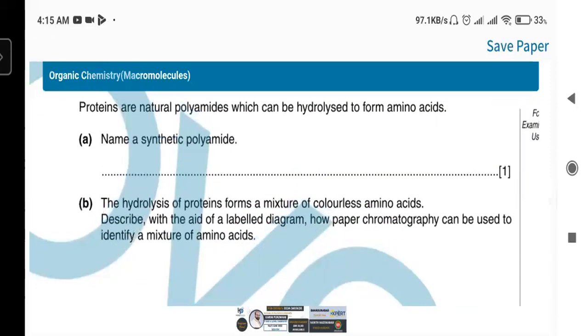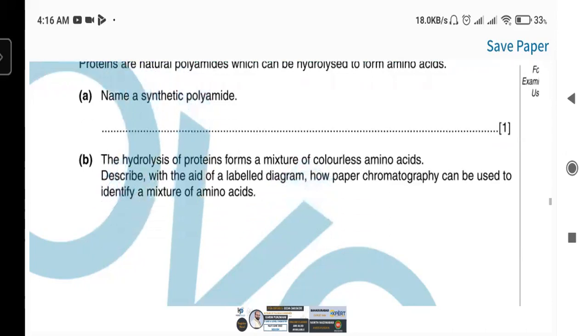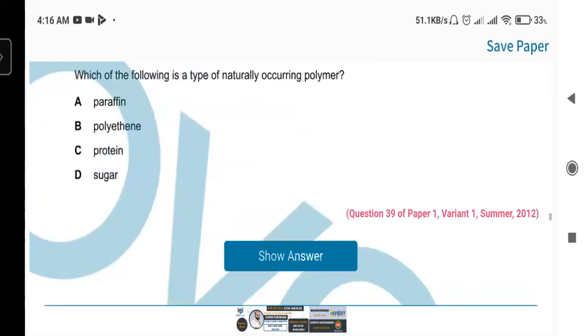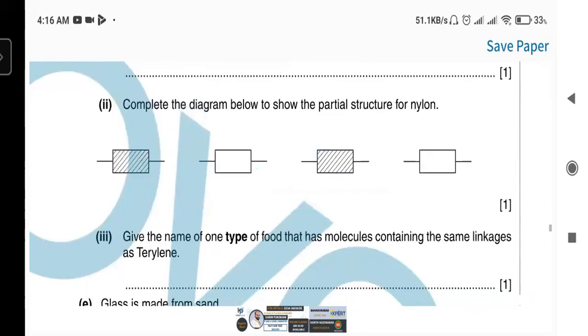Name a synthetic polyamide. Synthetic means man-made polyamide, and amide linkages are found in protein and nylon. So protein is natural, and synthetic means man-made. So it's nylon. It's easy. All of it. Okay.